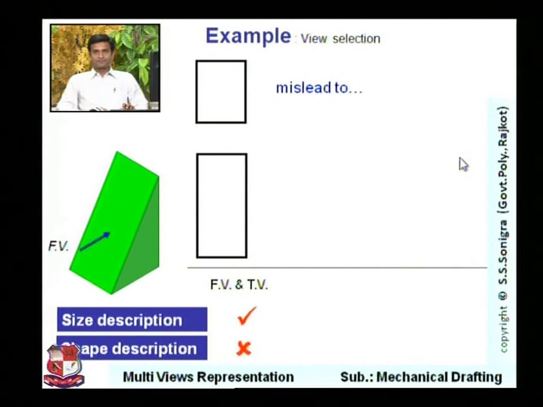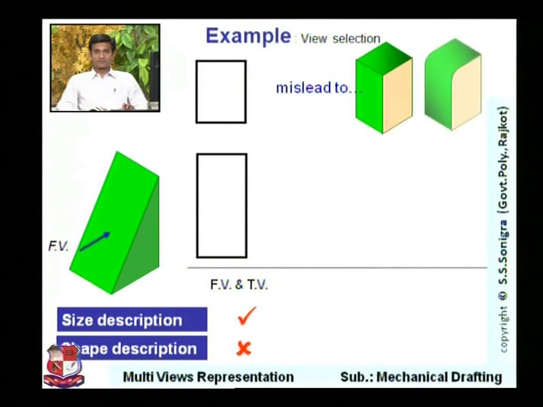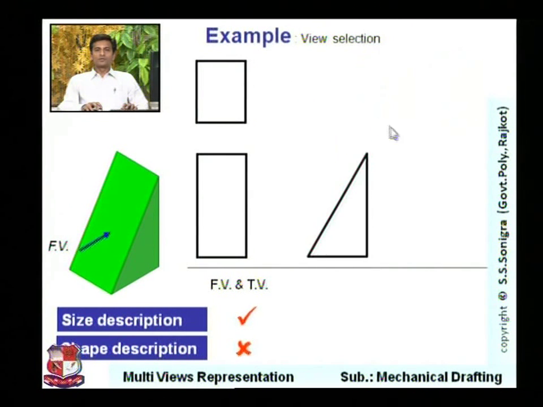Next, it can be misleading. If we draw these two views only, we can imagine that the object may be like this or it may be like this. So the shape is misleading in this case, which is not there in this case, so we should not use that.